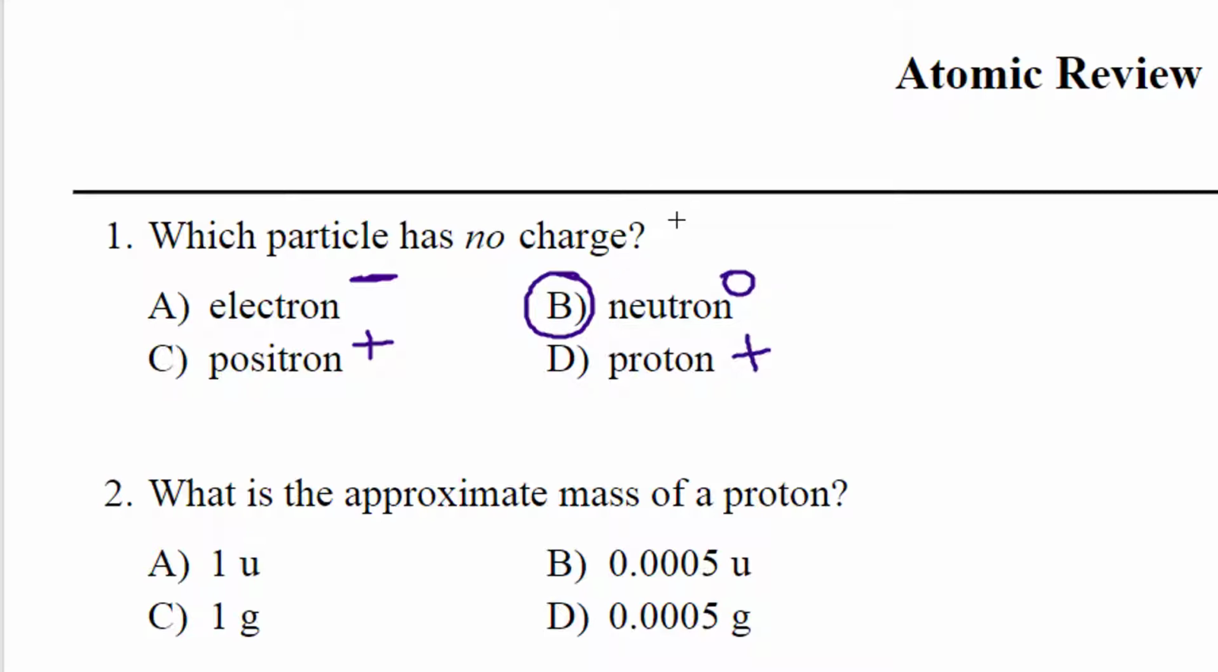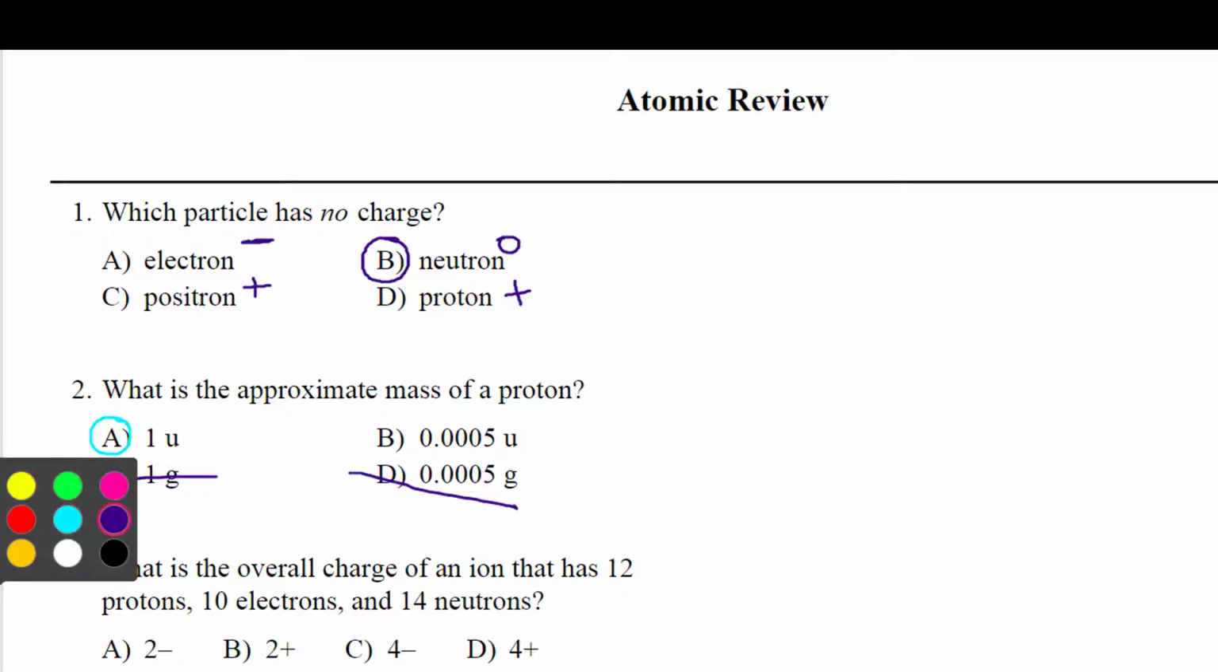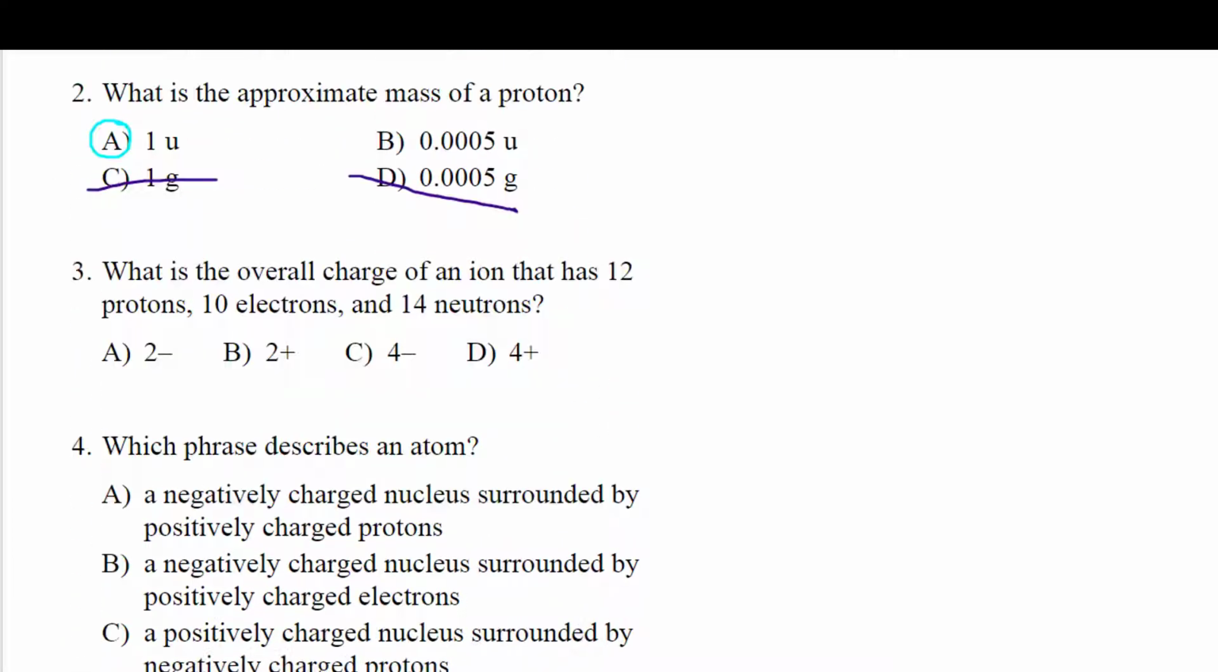Let's look at question number 2. What is the approximate mass of a proton? So we have a couple of choices here. A is 1 unit, that stands for atomic mass unit. C is 1 gram, B is 0.0005 units, and D is 0.0005 grams. I hope that you would get rid of those gram choices right away. They're not reasonable, because they would definitely be too heavy for an actual proton. So the proton mass is defined as 1 atomic mass unit. It happens to be the same as the mass of a neutron, so that would be 1 atomic mass unit or 1 unit.